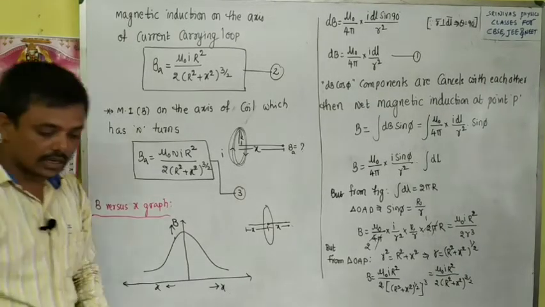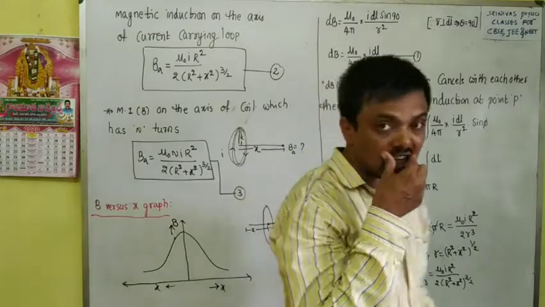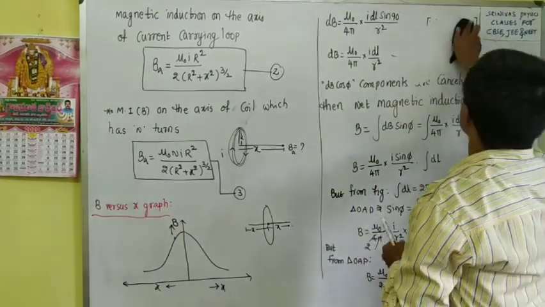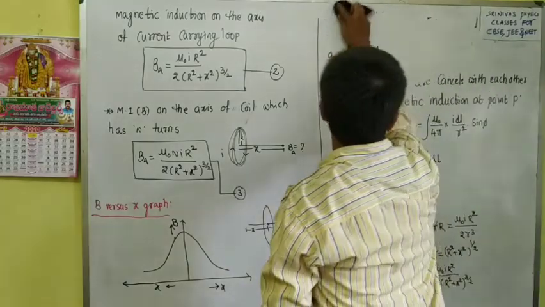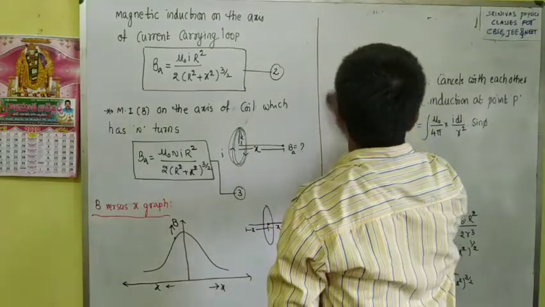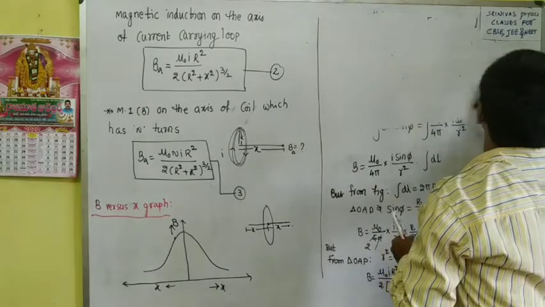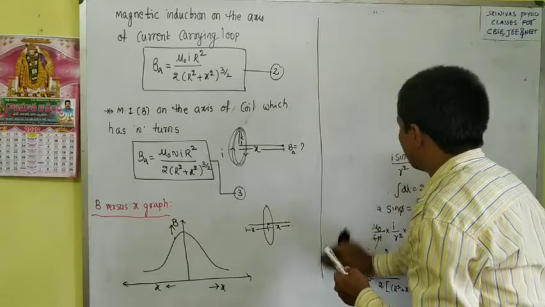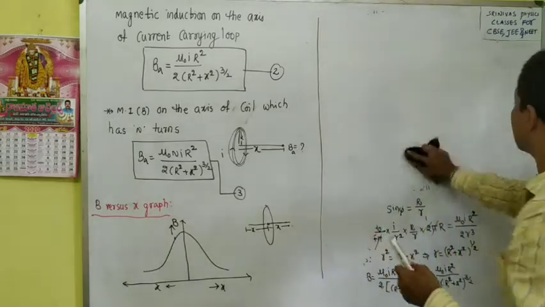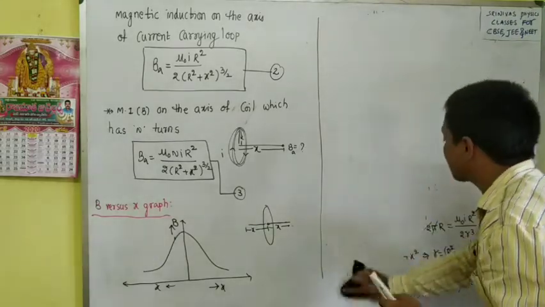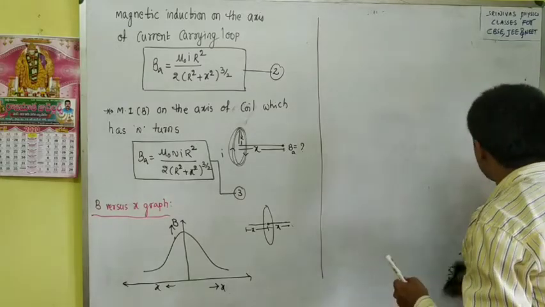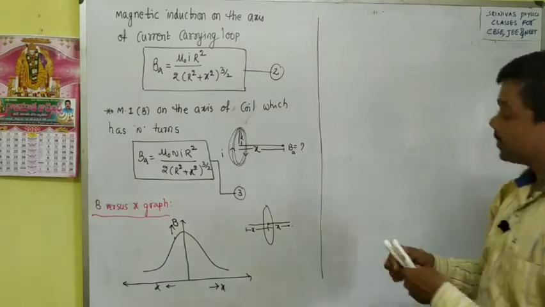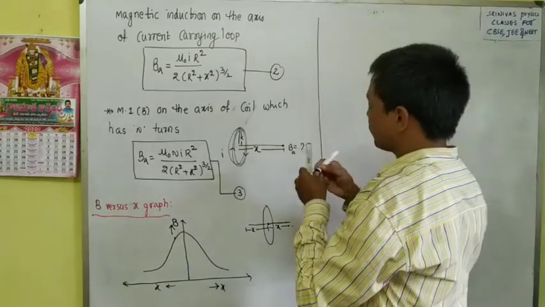Now, what is the direction of the B? How to find out the B direction at a particular point? I am going to rub this and then I will continue. How to find out the magnetic induction on the axis of a current carrying coil? That we derived, the formula we derived, but I want the direction, because magnetic induction is a vector. Magnetic induction has a direction. Then how to find out the direction of magnetic induction on the axis of a current carrying coil? For that, let us take the note.